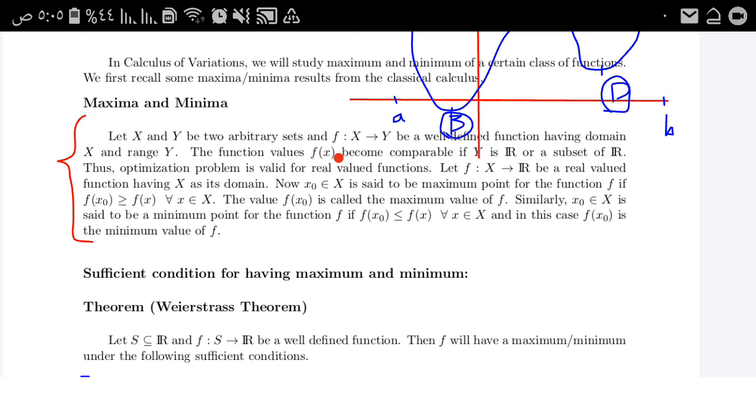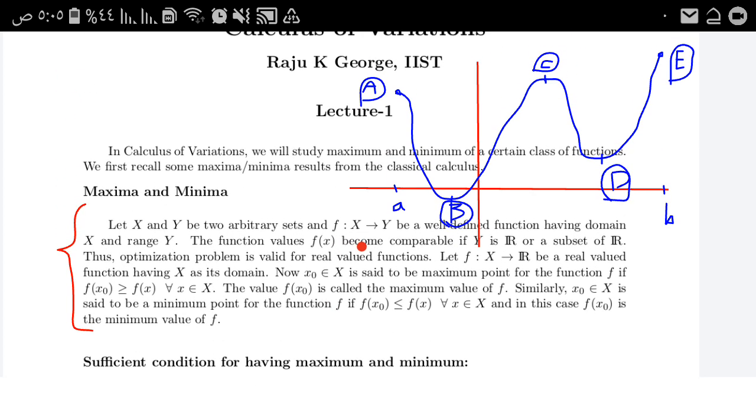In the previous examples that I plotted, this is the function f, and here the domain S is the interval A to B.